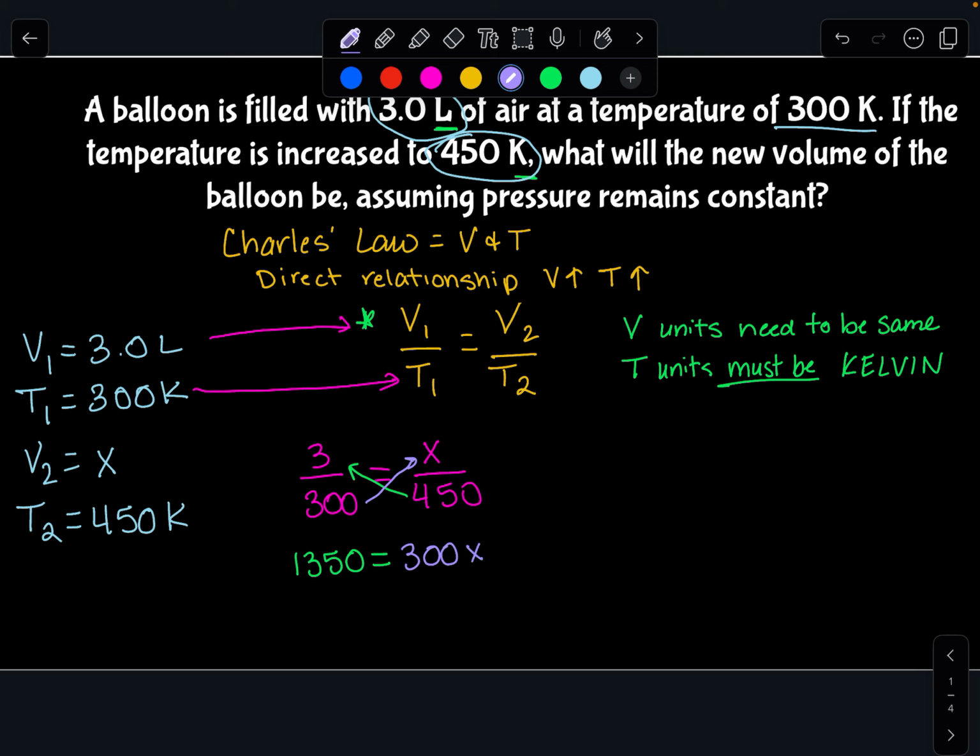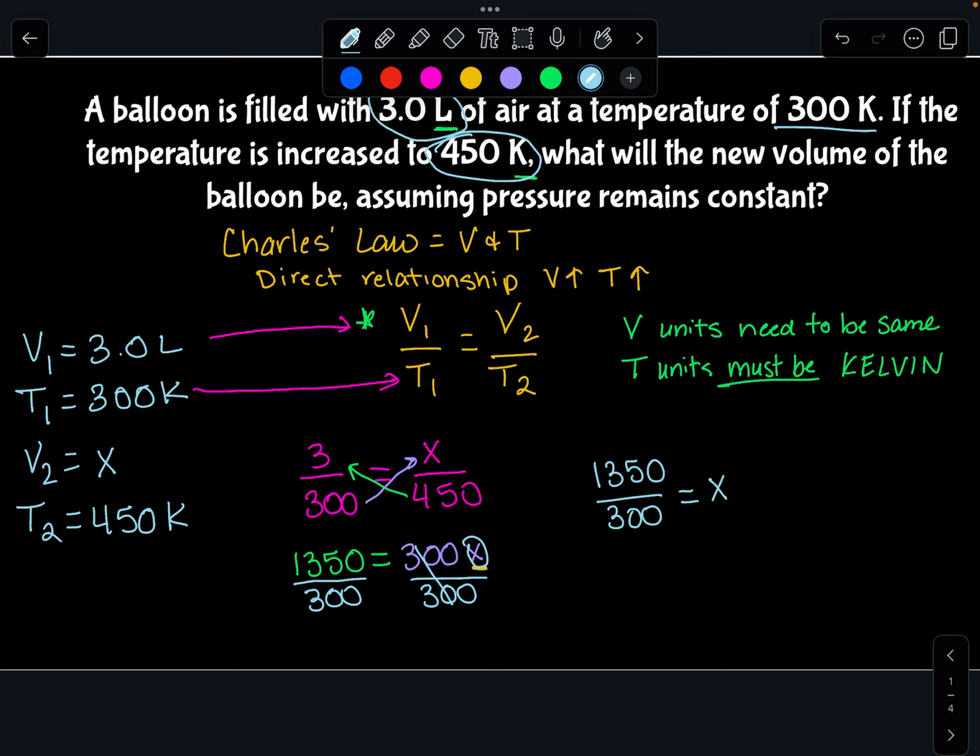Now remember, in order to get X by itself, we need to do the opposite math operation. Because I multiplied X by 300, to get X by itself, I need to divide by 300. And because this is algebra, whatever I do to one side of my equation, I have to do to the other. So 300 divided by 300 is X, and I'm left with X.